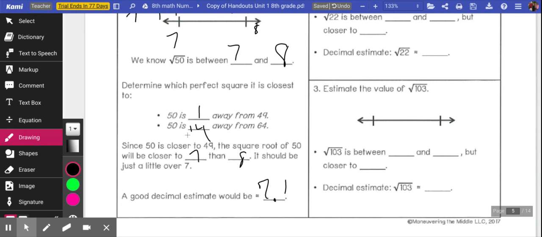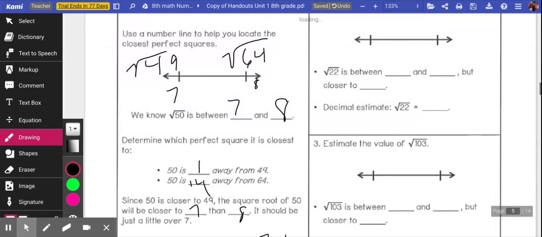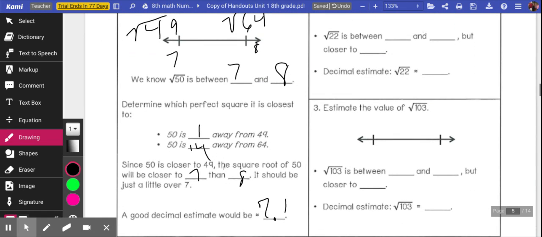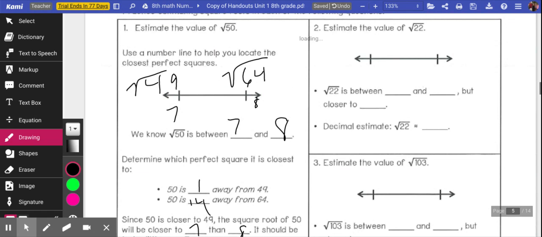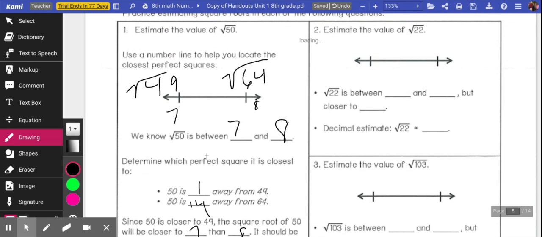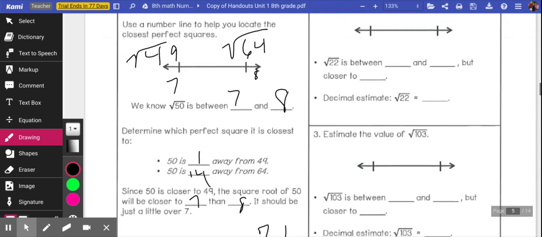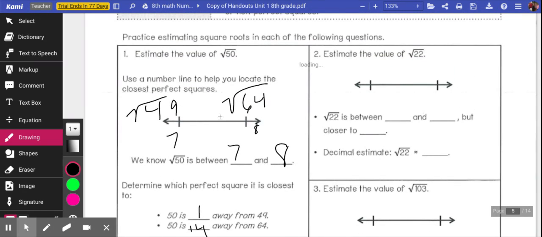Because if you do it on your calculator, if you go ahead and try square root of 50, it's going to be like 7.1 or 7.2 and go on forever because it's irrational. But it definitely isn't going to be above 7.5 because that would be the halfway point. Okay, so you might want to rewind that and listen to all that again, or let's try number 2.